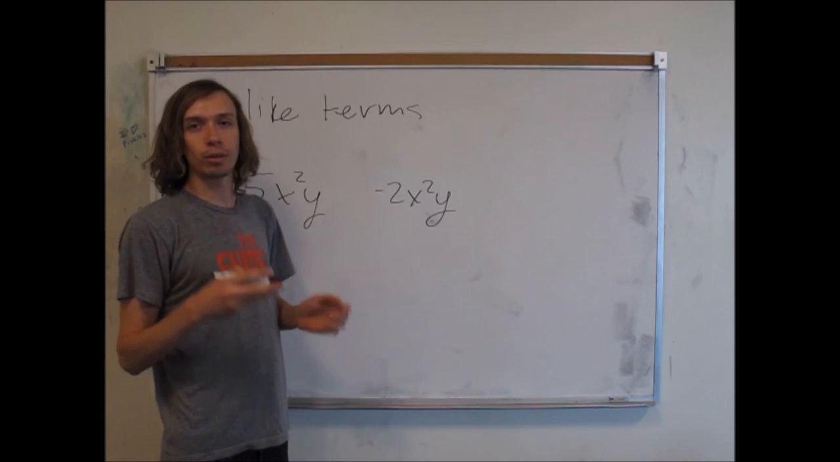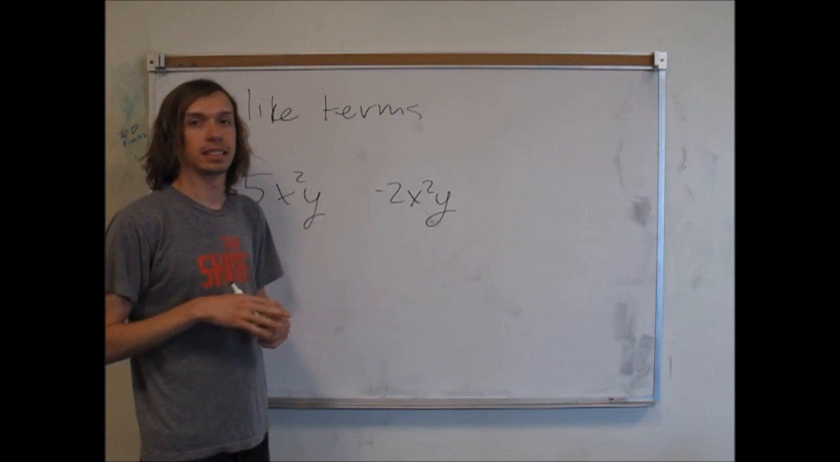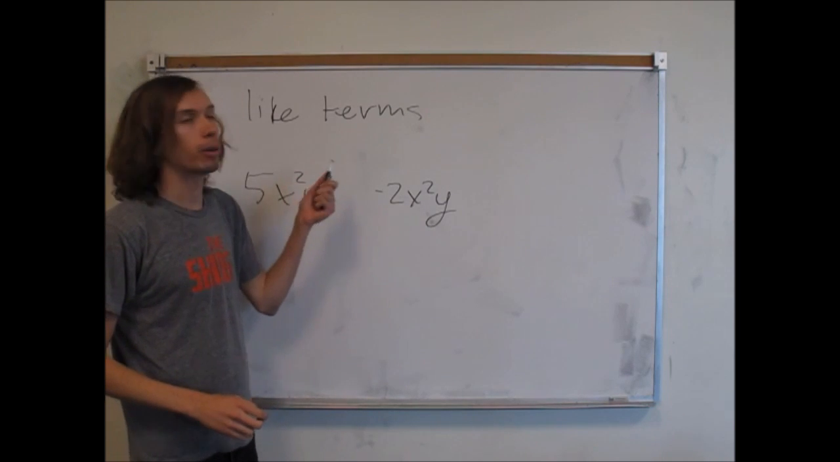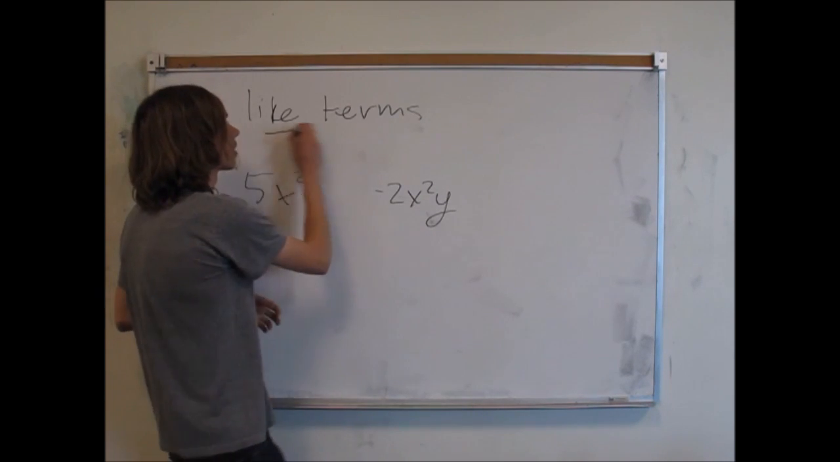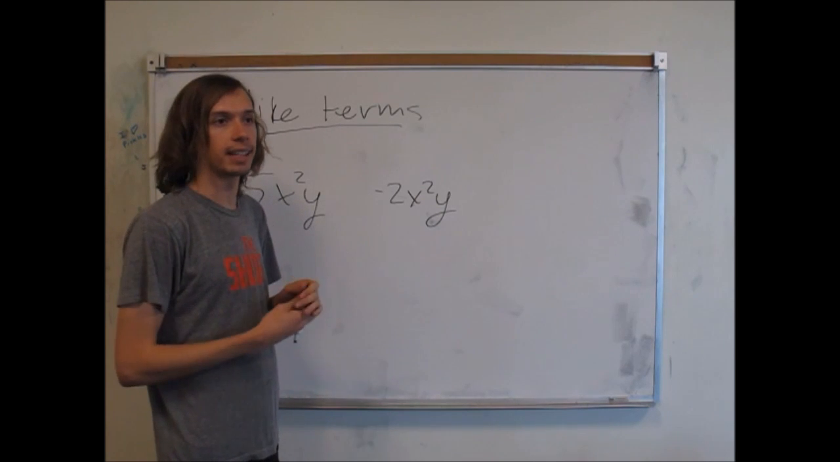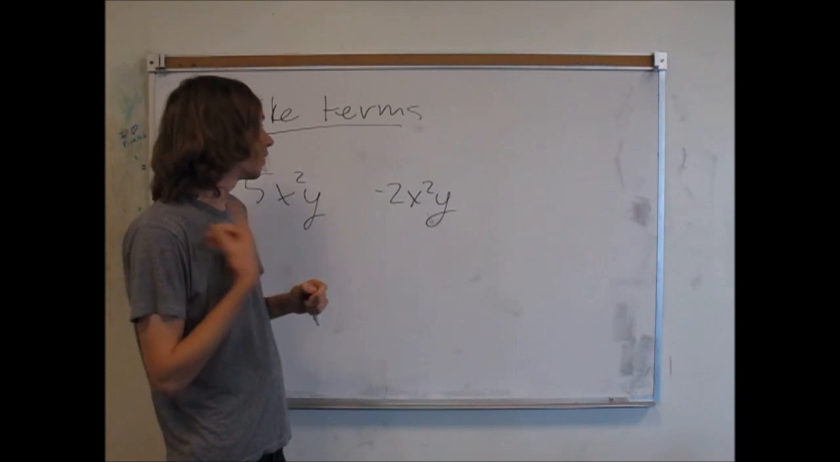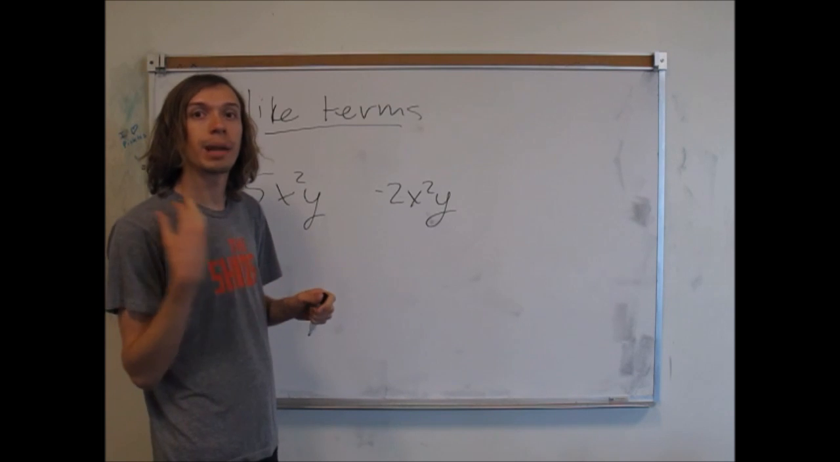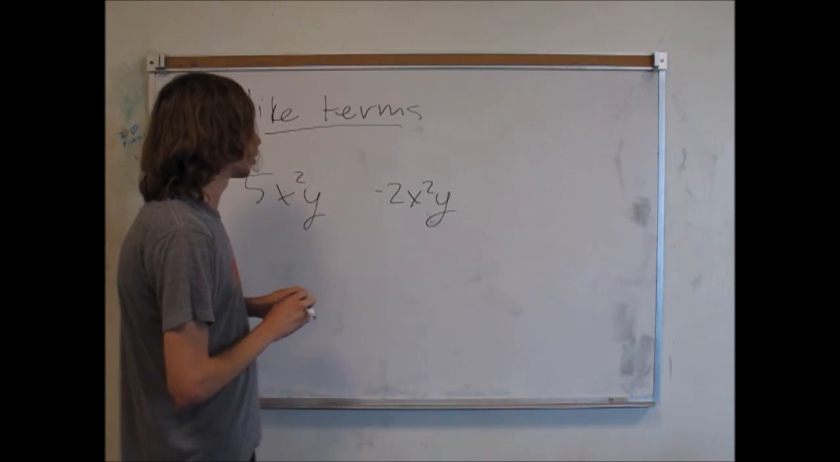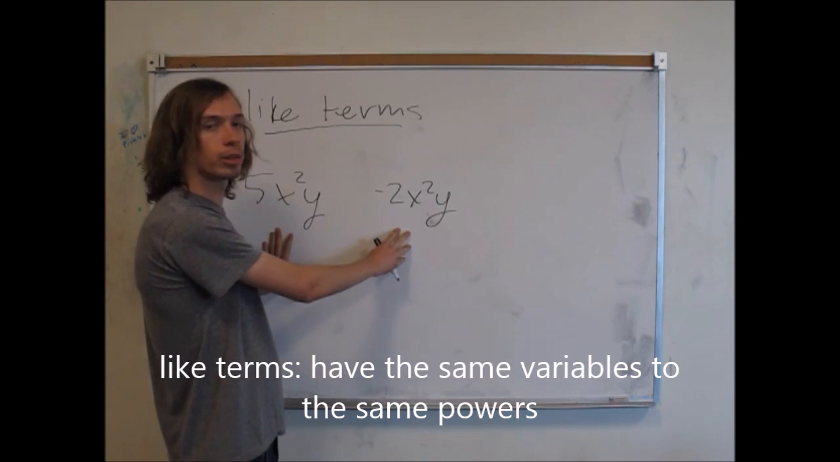Okay, so now, just before we talk about adding and subtracting polynomials, first we've got to talk really quick about what like terms are. Like terms are monomials that have the same variables to the same powers, same exponents on those same variables. And so, let's take a look over here. We have 2 monomials, right?